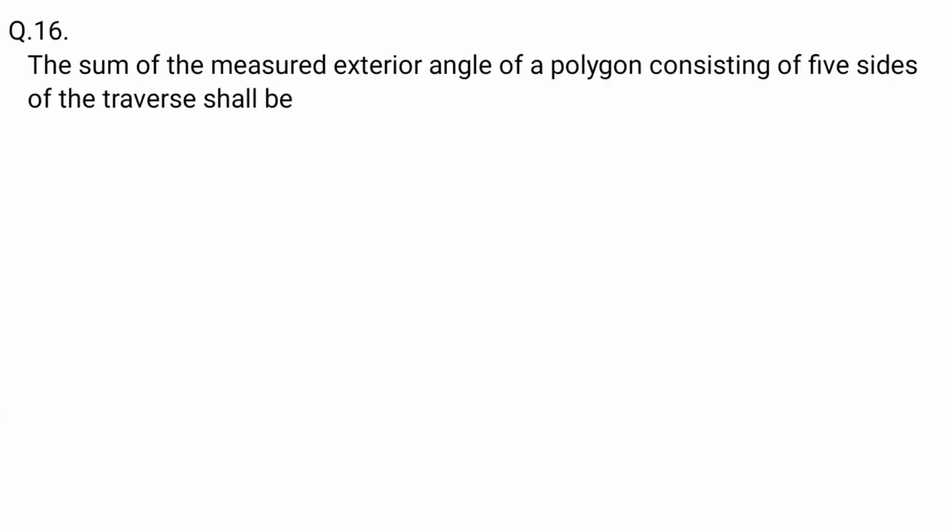Next. Question number 16. The sum of the measured exterior angle of a polygon consisting of 5 sides of the traverse shall be. Options: A. 1060 degrees, B. 920 degrees, C. 300 degrees, D. 1260 degrees.